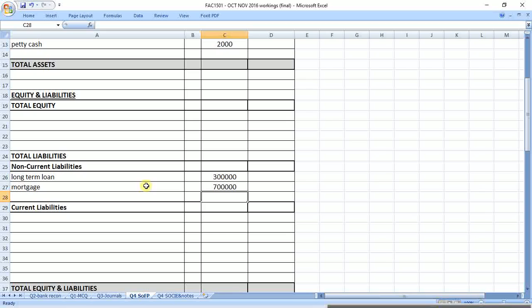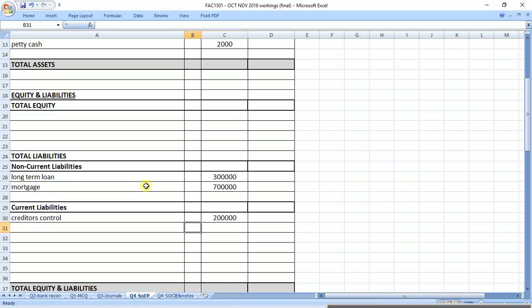Next. Creditors control is 200,000. Which account? It's an asset. Creditors control. Oh wait, it's creditors. Who's your creditor? Someone you're purchasing from. Yes. Credits, purchases, right? Yes. Creditors control is a current liability. How much was it? 200.